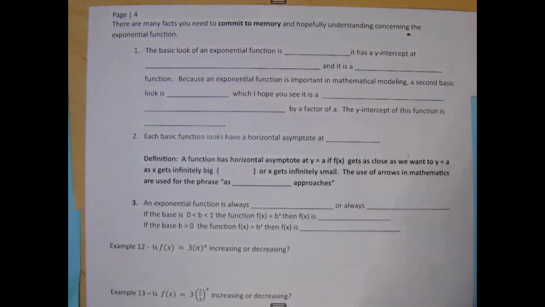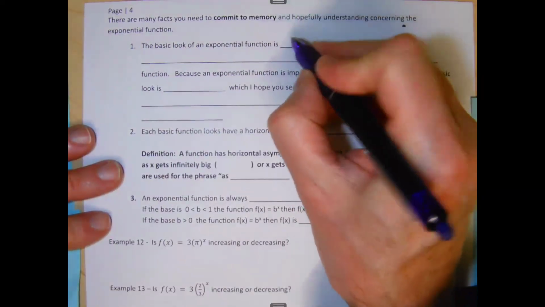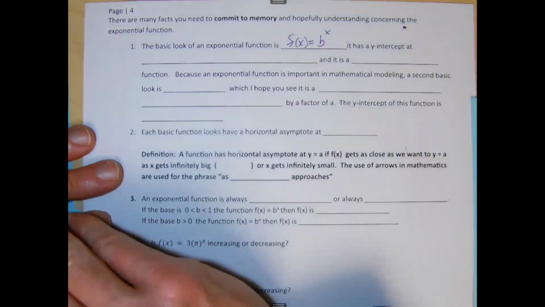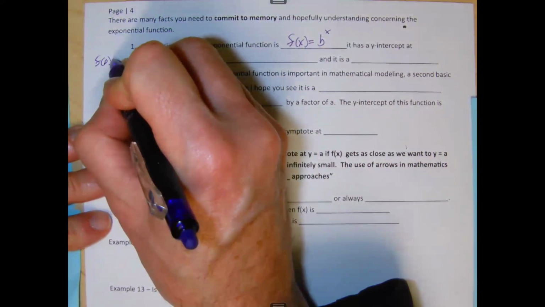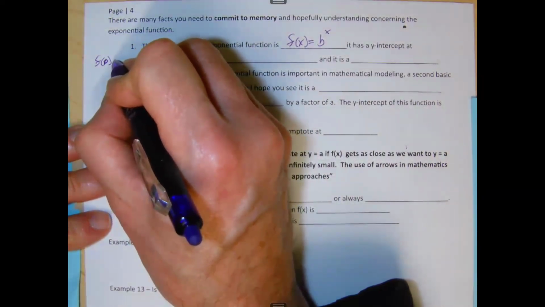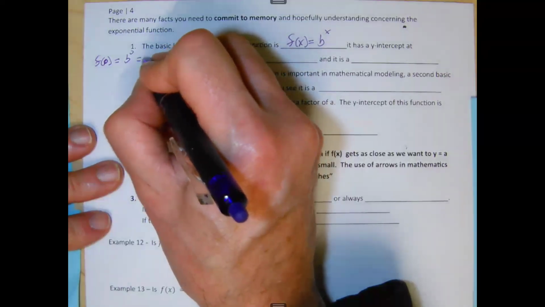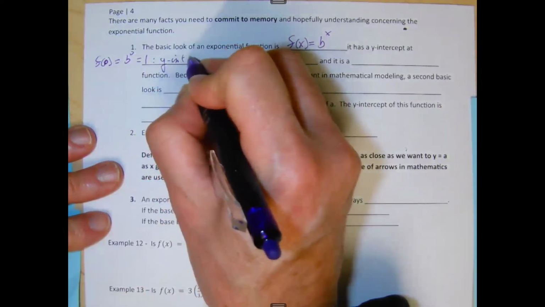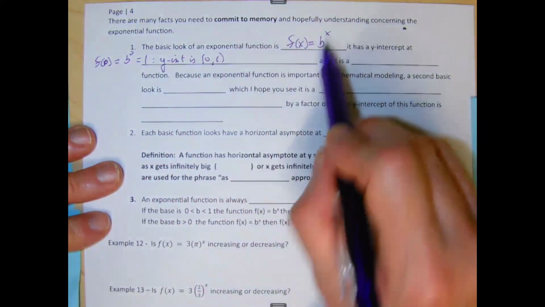There's really a lot of facts you need to commit to memory, and hopefully understanding concerning the exponential function. So again, the basic look of an exponential function, and we're going to drill this again and again, is just this. If I want to find the y-intercept, all I need to do is enter 0, because that's the definition of a y-intercept. Look at b to the 0th power, and that just equals 1. So the y-intercept is (0, 1) for this very particular look.